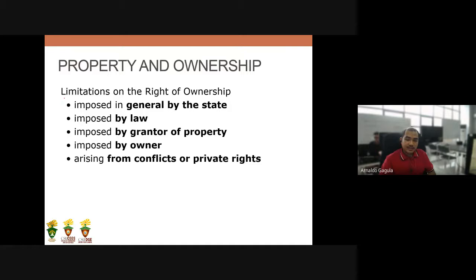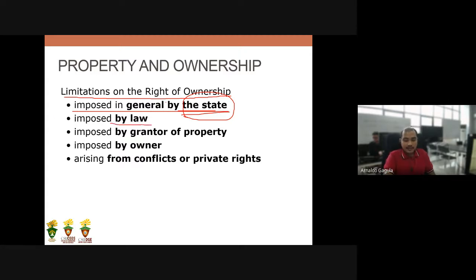So these are the limitations, no? Limitations on the right of ownership. First is imposed in general by the state. Though you have the bundle of rights sa ownership, pero once si state na ang mag-asking. For example, ang imong property is naigo sa naplano sa government, for example, magihan o kalsada or magihan o train. So, that's a limitation. So, di na ka pwede mo refuse kay si state naman ang nag-asking.